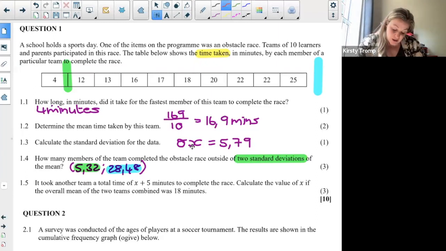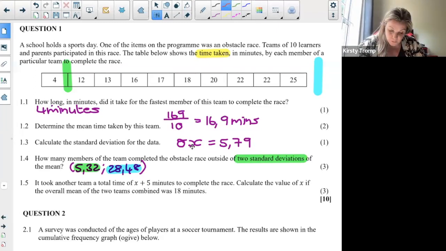It says, it took another team a total time of X plus 5 minutes to complete the race. Our team had 10 people, and that's how long it took us. It took another team X plus 5 minutes to complete the race. Calculate the value of X if the overall mean of the two teams was 18 minutes. We know what our overall time was. We calculated it earlier on.